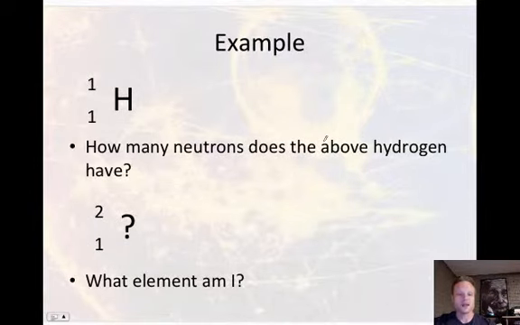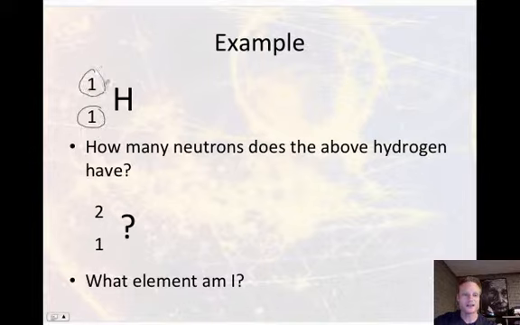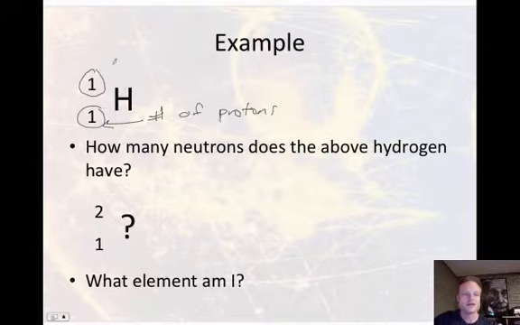So here are some examples. Remember, this is the atomic number and this is the mass number. How many neutrons does the above hydrogen have? Well, this number right here is telling us the number of protons. And so if it has 1 proton, this one here must mean that all of the mass in hydrogen is from that 1 proton. So guess how many neutrons it has? 0. It has 0 neutrons. The reason is that this number is the number of protons, and protons also have mass, and that's why this number is 1.